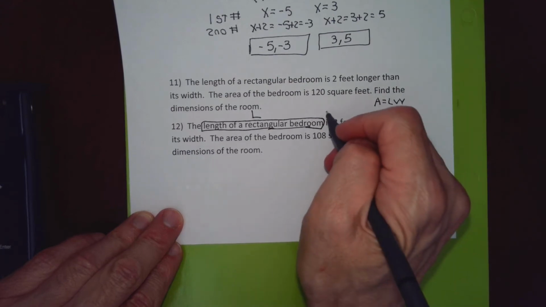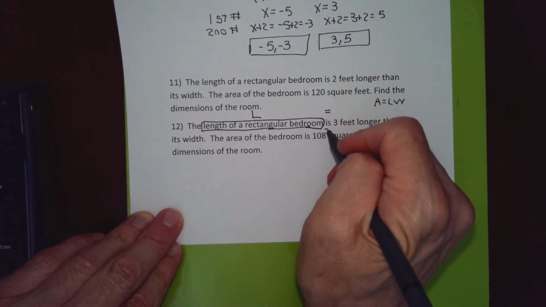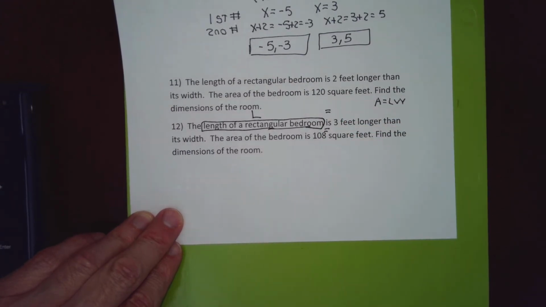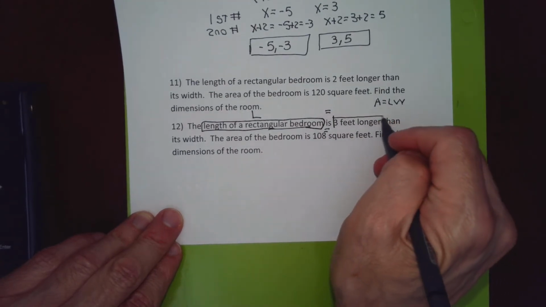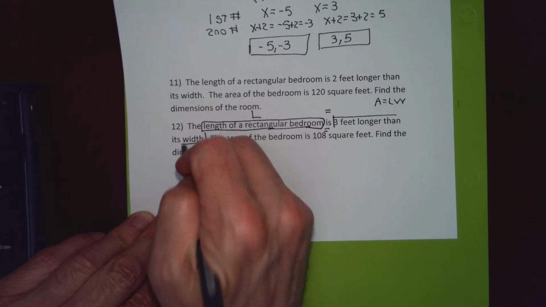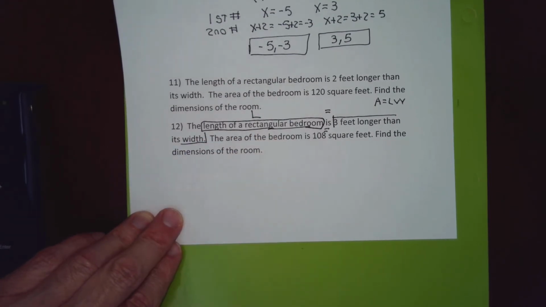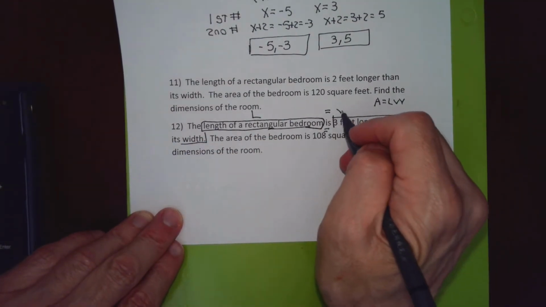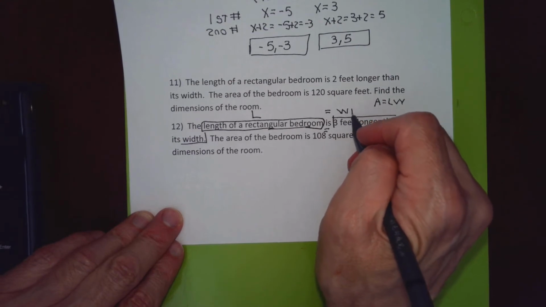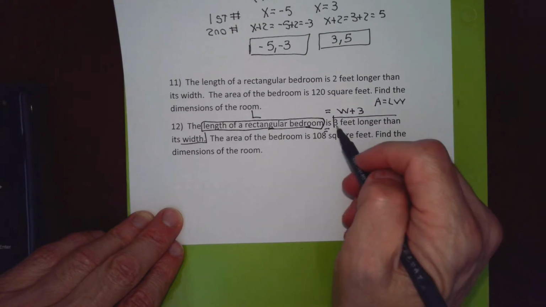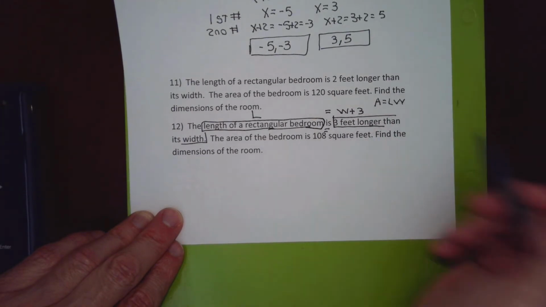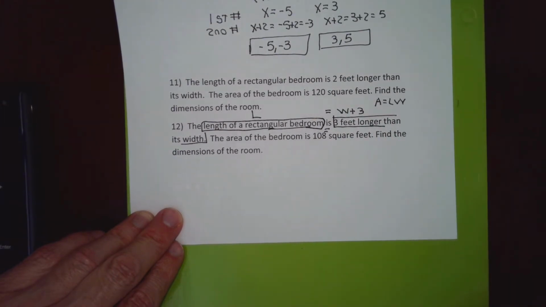And then it says is. The word is, I'm going to write equals. And then the rest of this sentence, it says 3 feet longer than the width. That's the width plus 3. It's 3 more than the width. And I'm going to say that is just like the word more. Longer in this case is an addition, and it flip-flops the order. So 3 feet longer than the width is the width plus 3. Done with the first sentence.